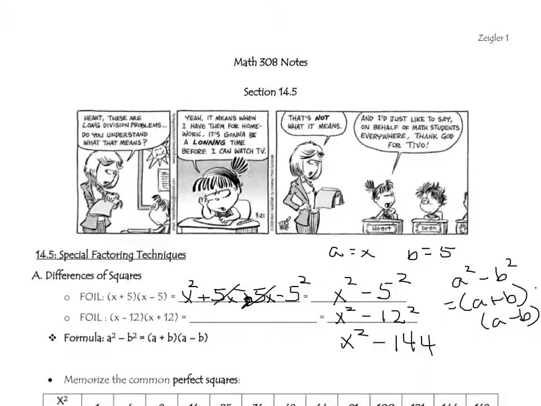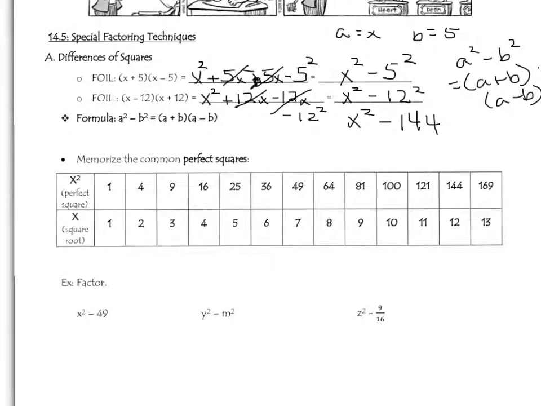So let's check that. When you FOIL (x minus 12) times (x plus 12), you take the first terms, the outer terms, the inner terms, and then the last terms. And then the outer and inner terms cancel, so we're left with x squared minus 12 squared. So the point of all of that was just to show you that this formula is true. A squared minus b squared equals (a plus b) times (a minus b).